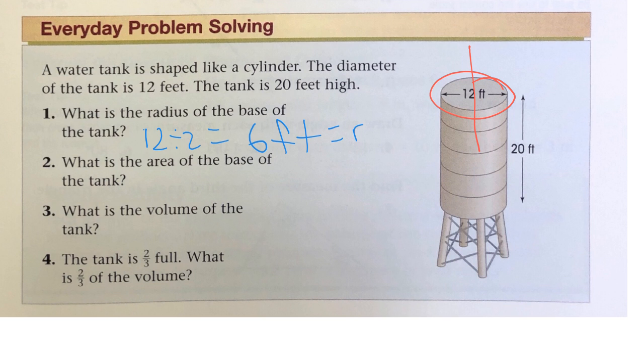What's the area of the base of the tank? So the area is going to be 3.14 times 6 times 6. What's the volume of the tank? The volume will be 3.14 times 6 times 6 times the height. The height is that 20 feet. So times 20.